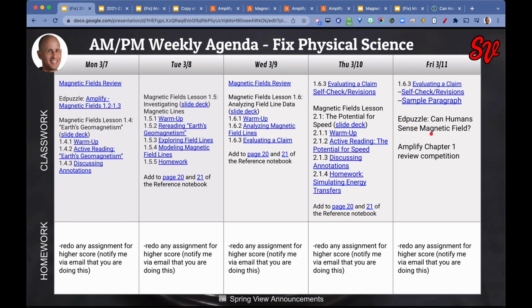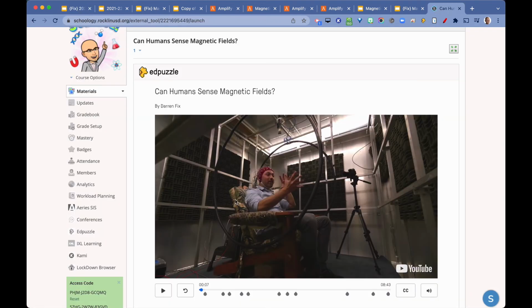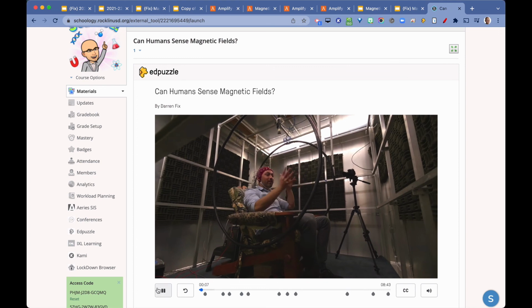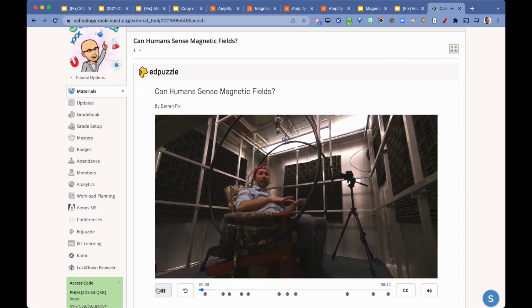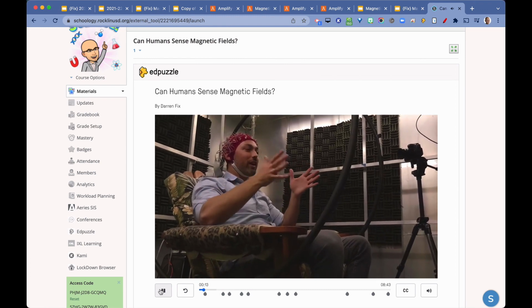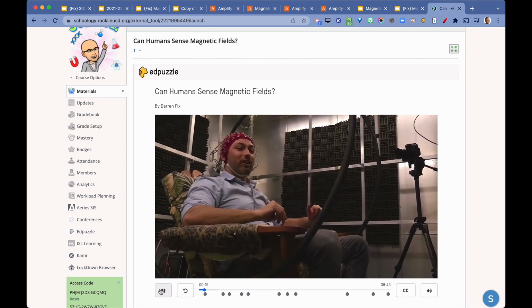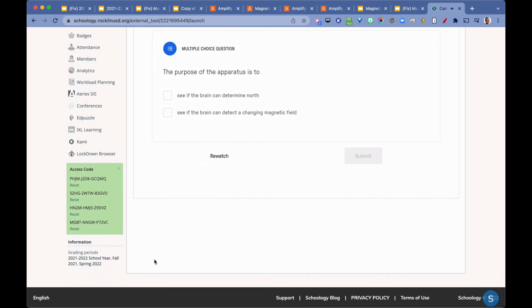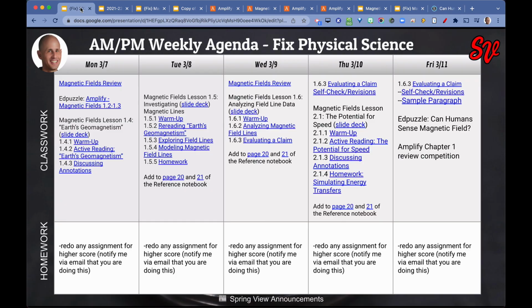Also on Friday, we did an Edpuzzle, can humans sense magnetic fields? It looks like this. They're roughly the strength of Earth's magnetic field, and we'll see if my brain is picking up on the fact that the magnetic field is changing. Based on what they just saw in that clip, they had to answer that question. And then we did an Amplify Chapter 1 review competition. So that's what we did this week.